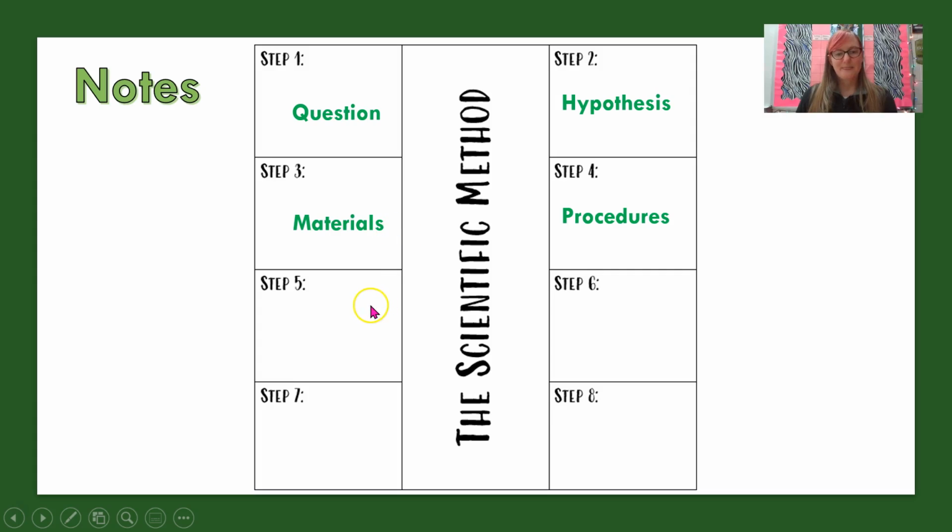Then we are going to identify our variables, our independent variable and our dependent variable. But we cannot forget about step 6, which are the constants and the things that are going to stay the same. After the constants, we have the data that we collect during our observations. And the last step is to write our conclusion.